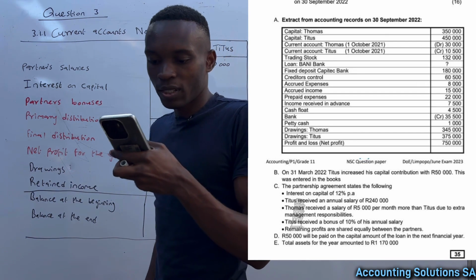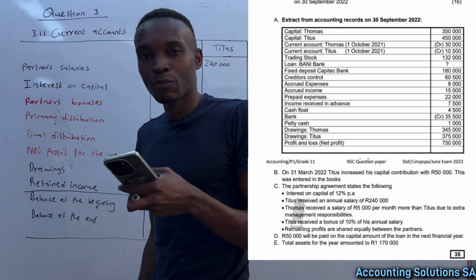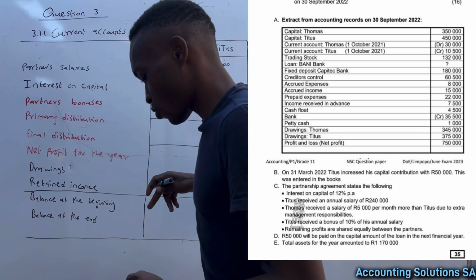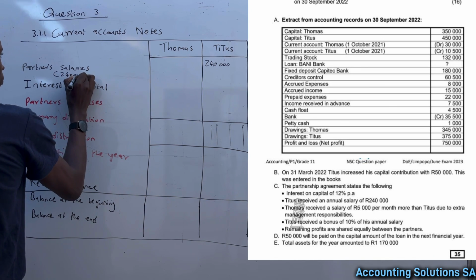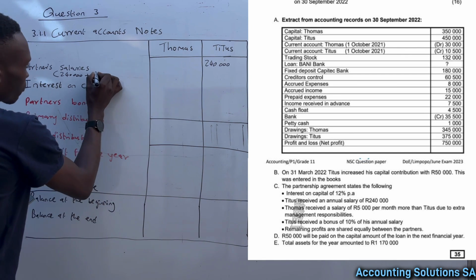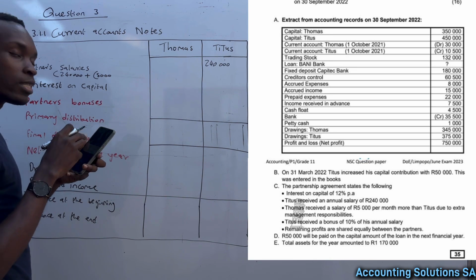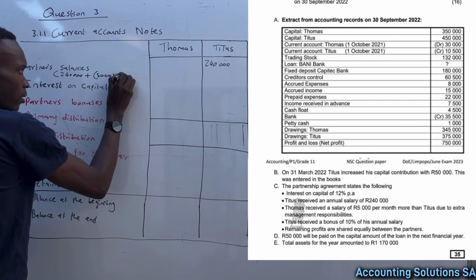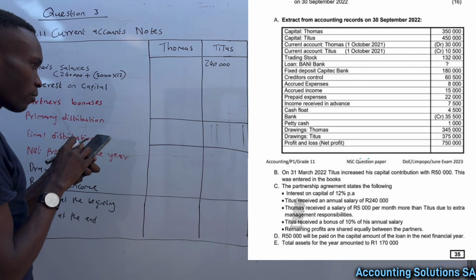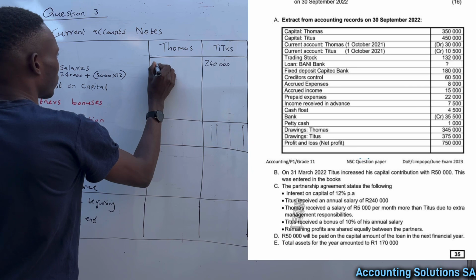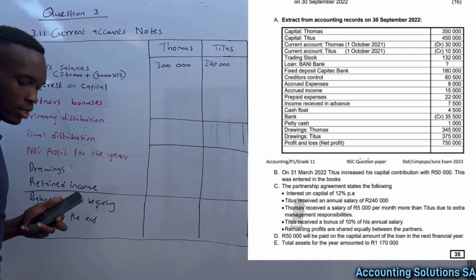Then they said Thomas received a salary of 5,000 per month more than Titus due to extra management responsibility. In other words, Thomas received 240,000 but with an extra 5,000. This 5,000 is monthly, so you have to multiply by 12. You get the answer here, and after that you add it to this one. Then it will give you an amount of 300,000. Just like that.